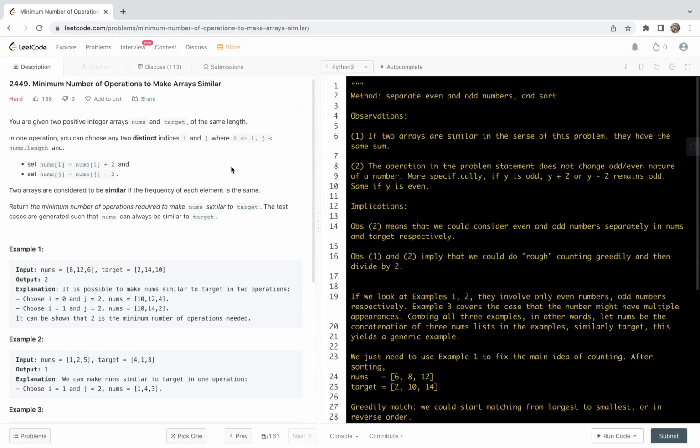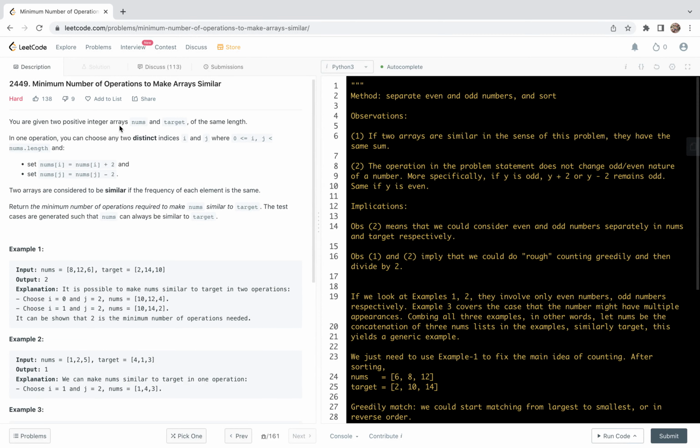Let's have a look at a newly appeared problem. Problem 2449. Minimum number of operations to make arrays similar. In this video, we are going to demonstrate how to analyze such kind of problems. First, I'll read through the statement, and then we do the analysis, and finally we share the very straightforward code.